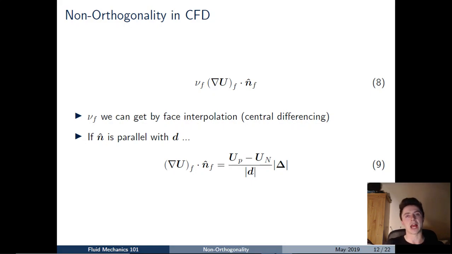However, what we've seen before is that the unit normal vector n generally isn't parallel with that vector d, and that's where the non-orthogonality concept arises. Here we can see the difficulty this creates when we're trying to evaluate those terms: we can't just multiply the magnitude of the normal vector by 1 over the magnitude of the vector d connecting the cell centroids. So what can we do at this point?